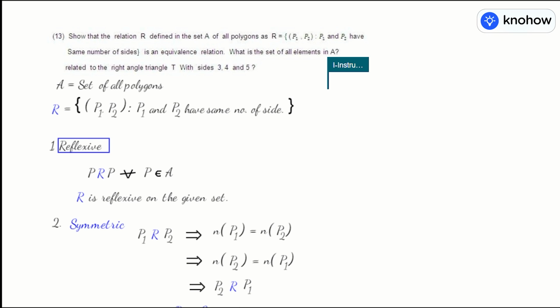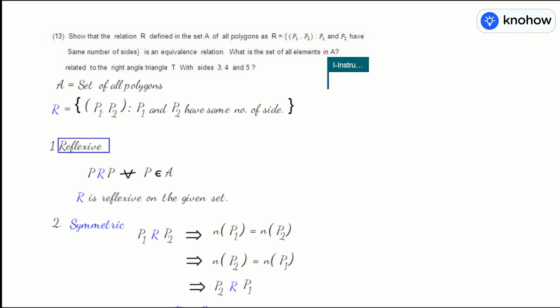He further is asking you, given a right triangle of sides 3, 4, 5, what is the set of all polygons which are related to it? Then what are all the polygons which are related to it?